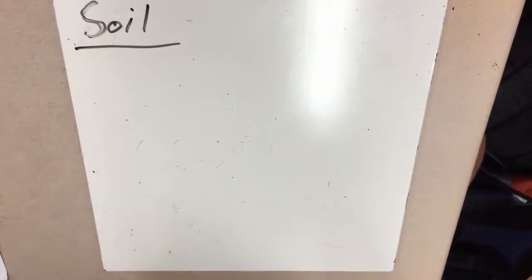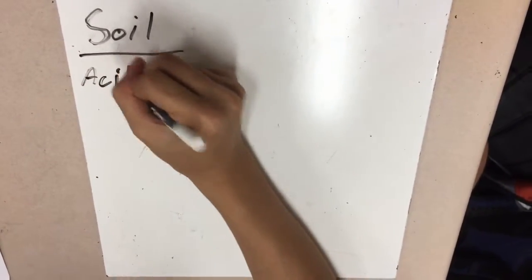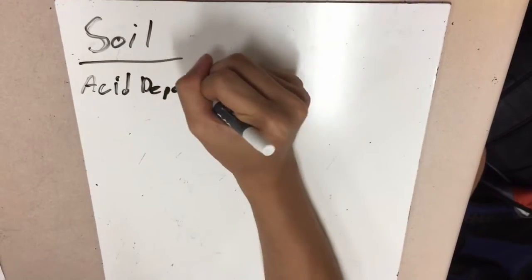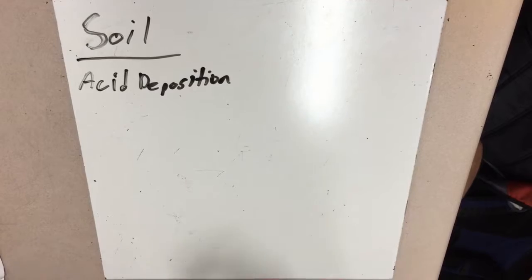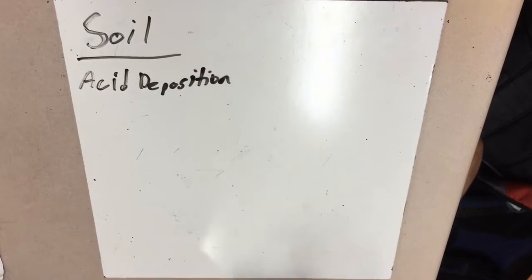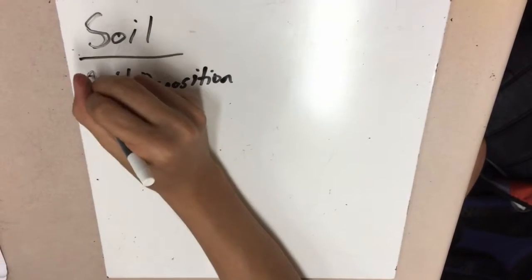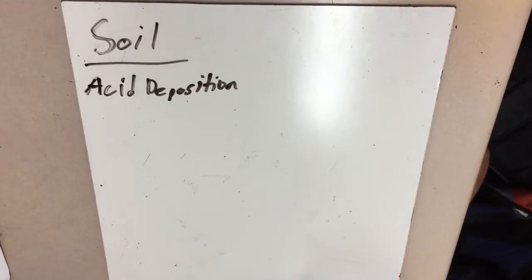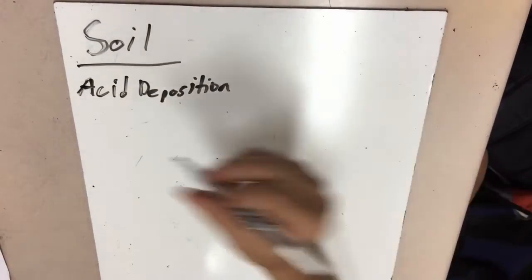So now we are moving on to soil pollution. So one of the big causes of soil pollution is acid deposition. And this is from air pollution, which we talked about in the last segment. But basically, this gets into the soil and it decreases the pH of the soil. Specifically, it decreases the pH of the O layer.